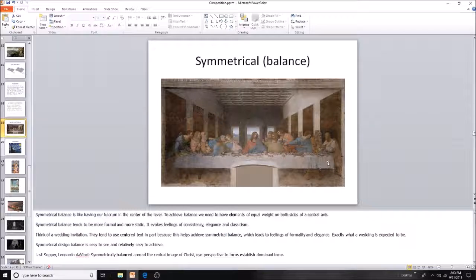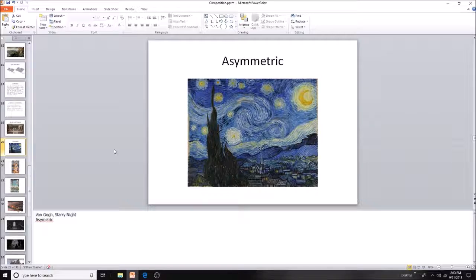And of course, one of the things that's giving it the stability is this huge, long horizontal line, right? That sort of calms and stabilizes the image. It's symmetrical, it's very balanced, very rational. The opposite end of the spectrum is Starry Night by Vincent van Gogh.